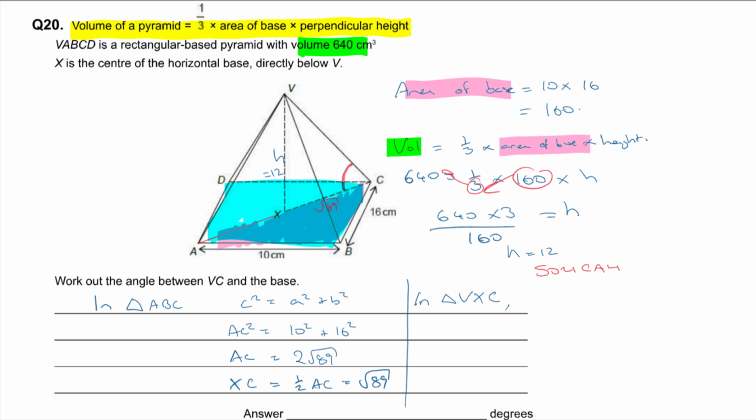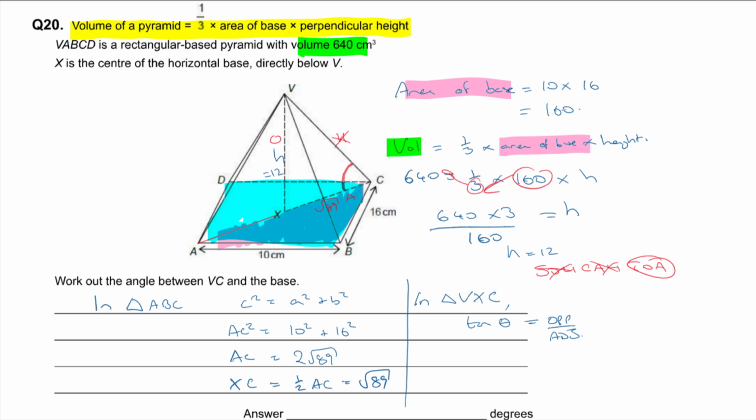SOHCAHTOA. Which one am I going to use here? The angle I want to find is down there. So this is the adjacent and this is the opposite, isn't it? So H, I don't really care about so much. So no SO, no CA, it's the TOA one that I'm after. So tan theta is equal to the opposite over the adjacent.